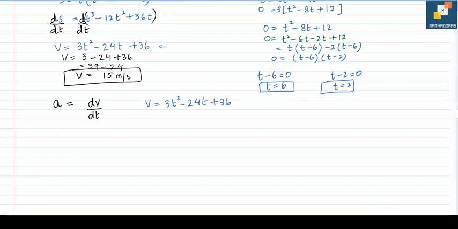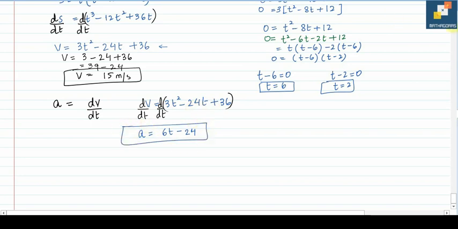We need to derivate the function, so it's dv over dt, and on the left side we need to derivate the function. So dv over dt we have is equal to acceleration. When you derivate 3t square, it's 6t. When you derivate minus 24t, it's minus 24, and the derivative of constant is 0. Alright, so you have the expression for acceleration.